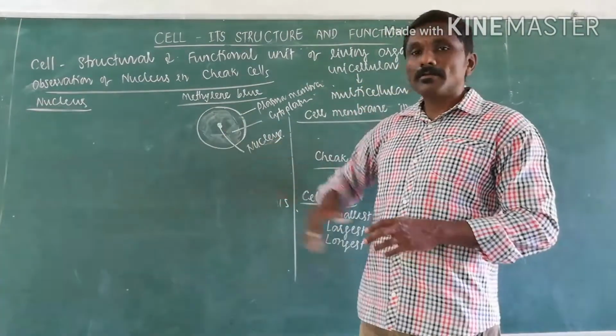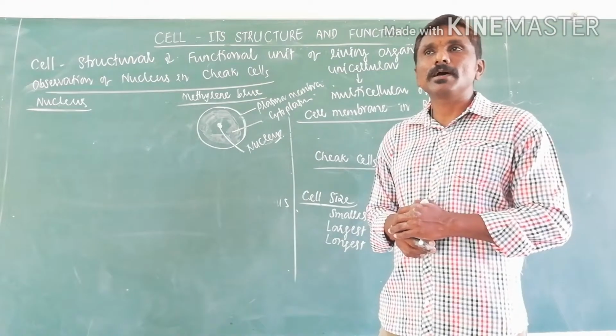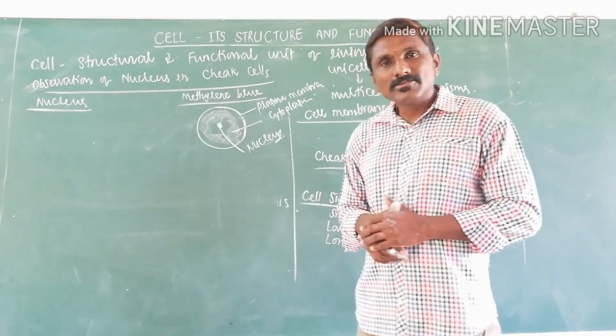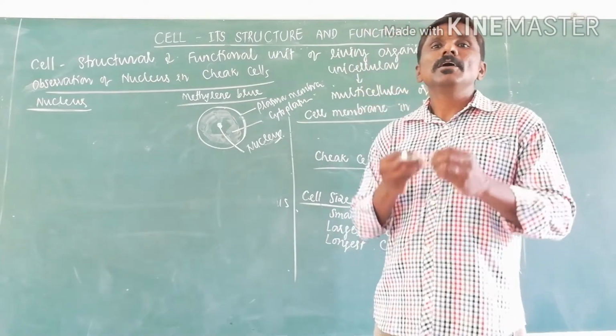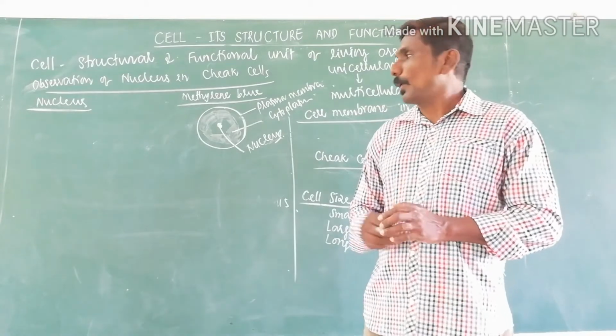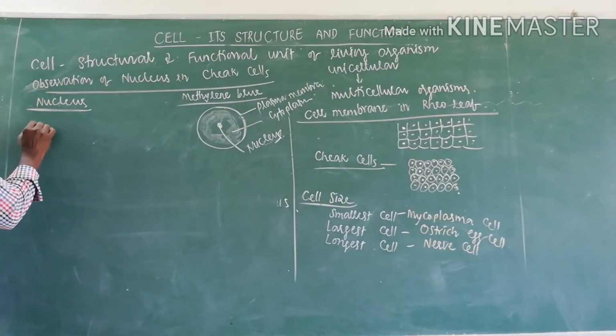So this is about the nucleus, which is a control point that regulates the various biochemical activities of the cell, and all the genetic information is stored in the nucleus of the cell. Okay, the next one will be the endoplasmic reticulum.